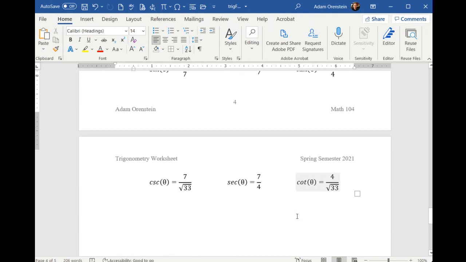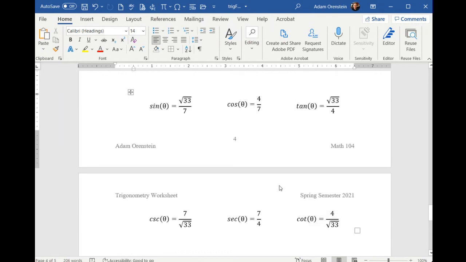All right, so that's the worksheet. Are there any questions on this?